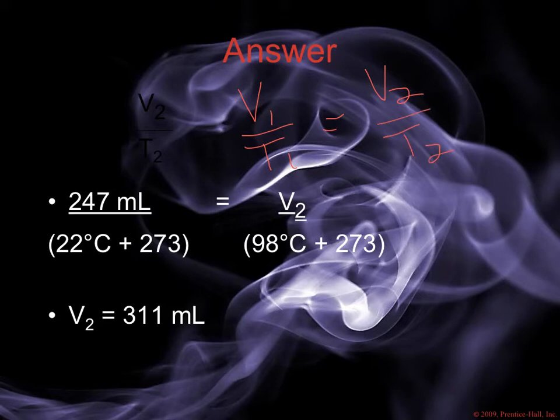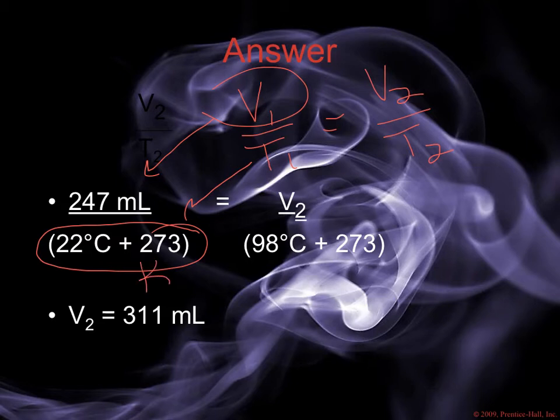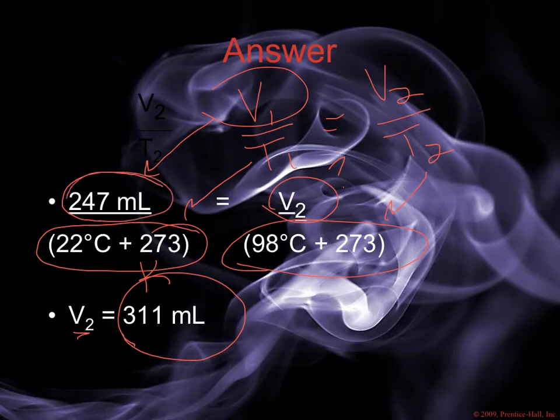Alrighty, so the original volume was 247 milliliters. Temperature, remember, for gas laws always has to be in Kelvin, so I had to convert that. And we're trying to solve for the new volume and the new temperature in Kelvin. When we rearrange and solve for V2, we see that the new volume is 311 milliliters. Always ask yourself with these if that fits with common sense. We took our original volume, which was less, and we heated it up. What do you expect to happen to the volume when you heat it up? You expect the volume to go up, and it did in fact, so that's good.